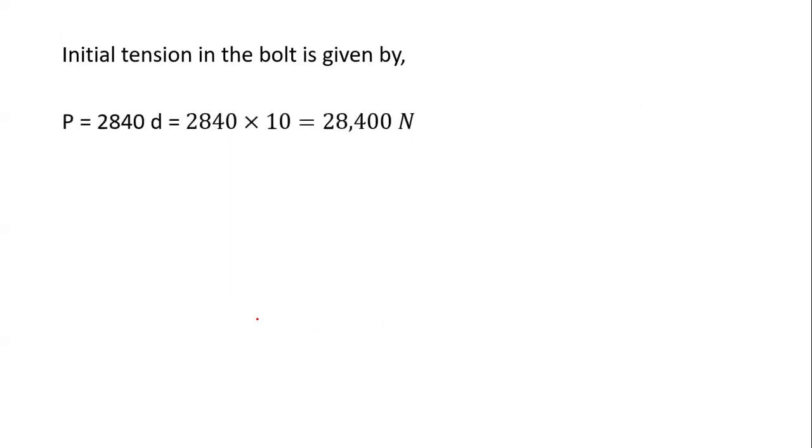Let's go to the initial tension. The initial tension P is 2840D. Given that our D is 10 millimeters, then this is the constant number. So multiply 2840 by 10, we get 28,400.